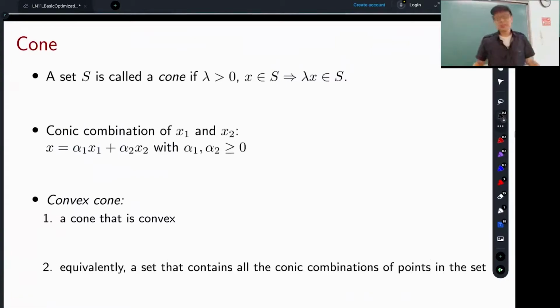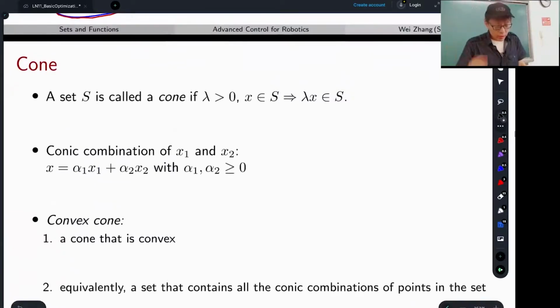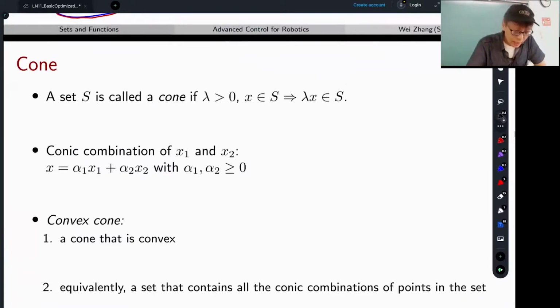Geometry is really important because it can help you think about abstract things in a geometric or picture way. We think about convex now. Let's think about a little bit more restrictive set, which is a cone. A set S is called a cone.